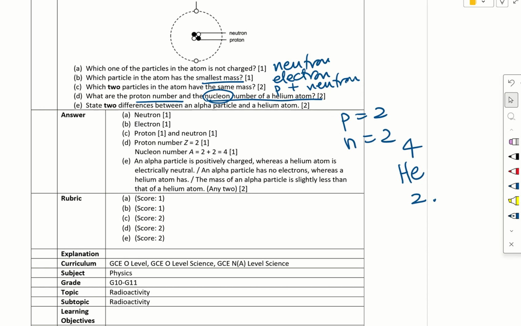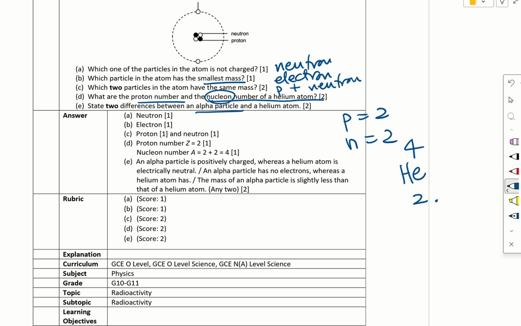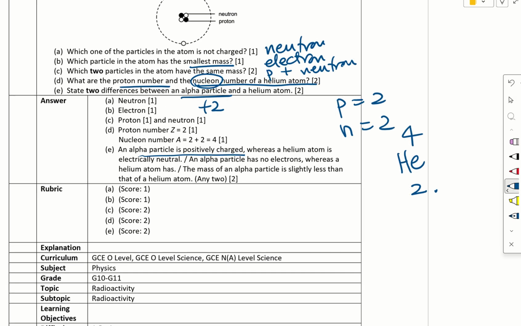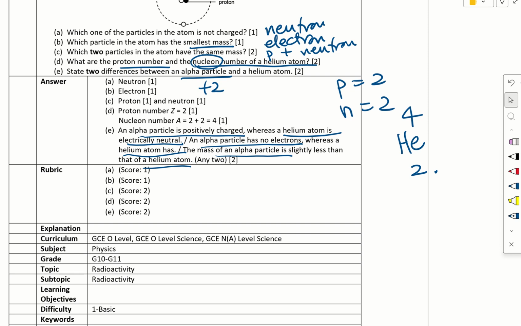Now, a helium atom is actually neutral. An alpha particle is actually positive 2 in charge. So the answer: an alpha particle is positively charged, right? There are no electrons, whereas a helium atom is electrically neutral. An alpha particle has no electrons, it's just the nucleus, whereas a helium atom has 2 electrons. The mass of an alpha particle is slightly less than that of a helium atom because of the lack of the 2 little electrons. Okay, so this is question 1.